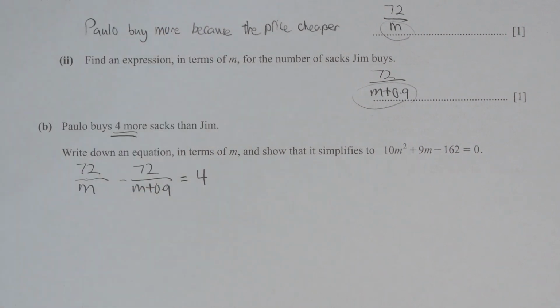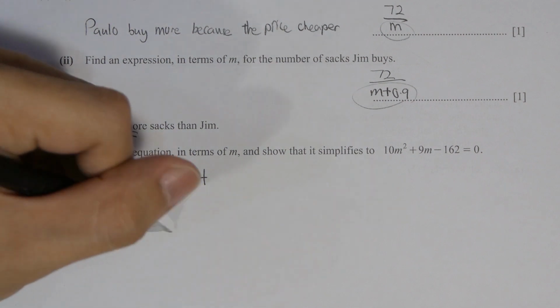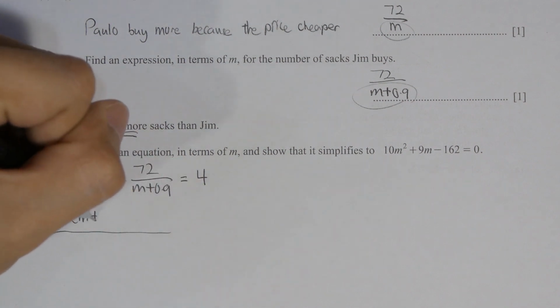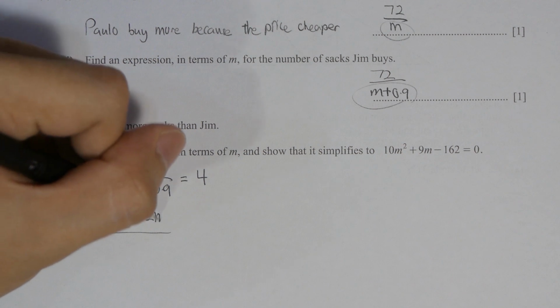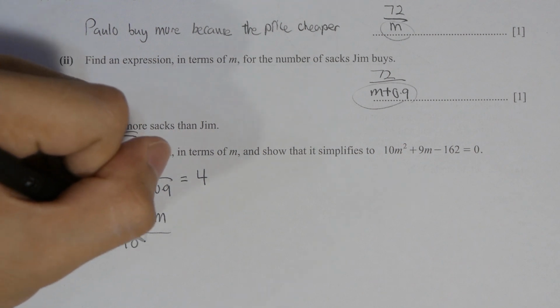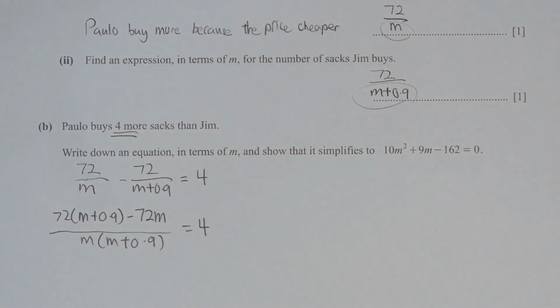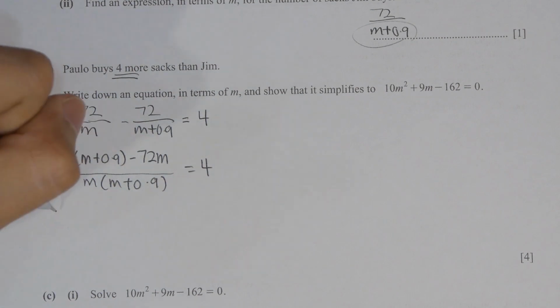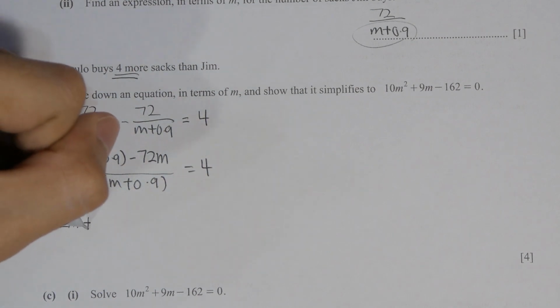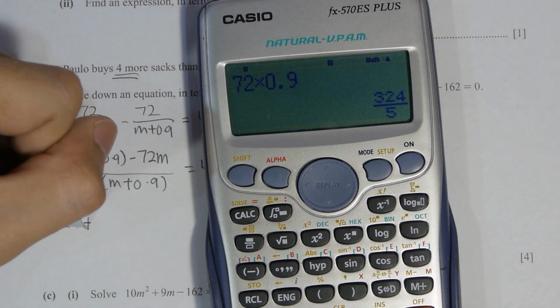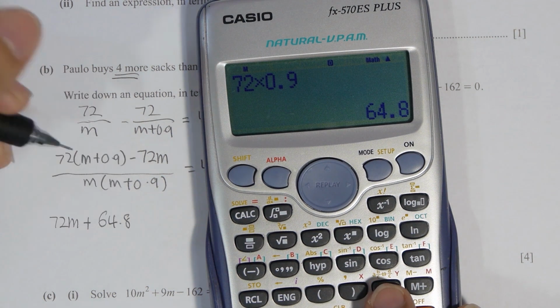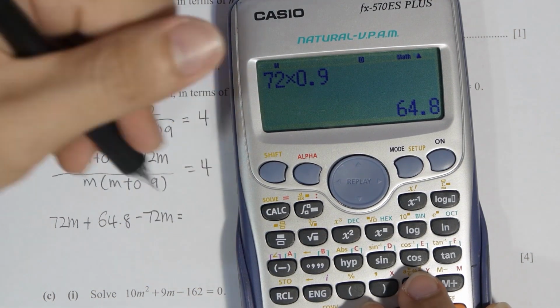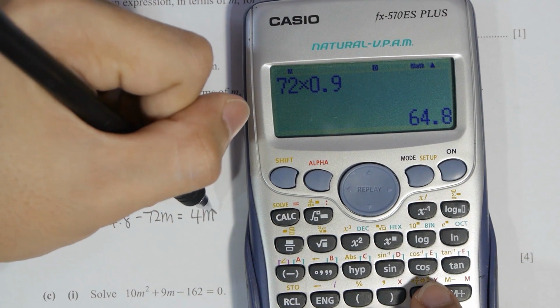For you to find the difference, here the difference is 4. Hence you take 72 over m minus 72 over m plus 0.9, and you will get 4. So after the calculation, you should be able to prove the equation shown above, 10 m squared plus 9m minus 162.